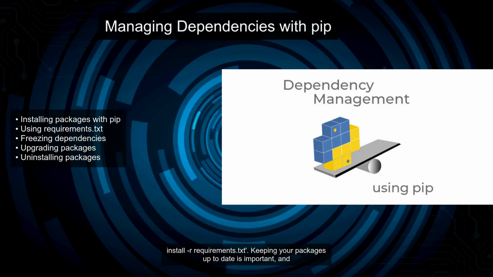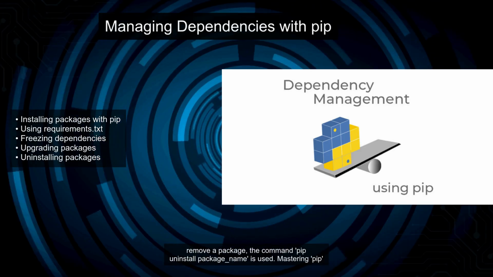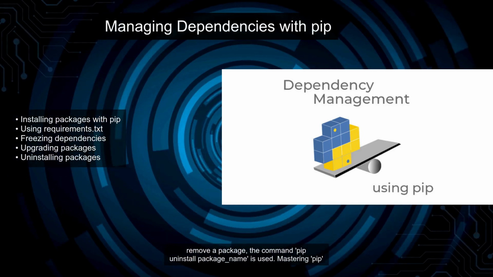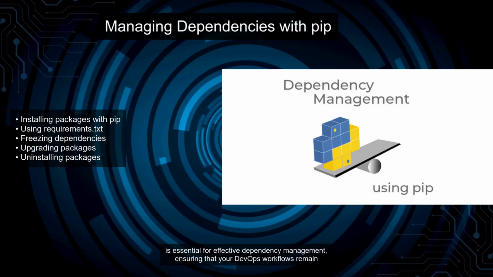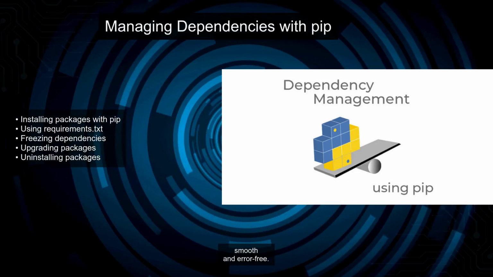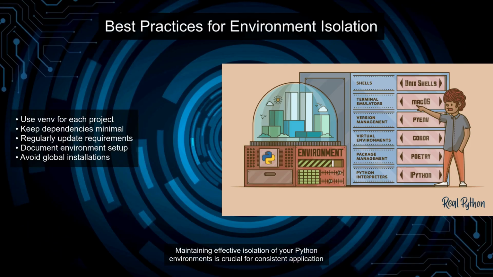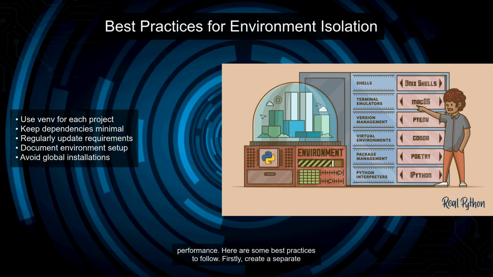Keeping your packages up to date is important, and you can upgrade a package using pip install --upgrade package_name. Similarly, to remove a package, the command pip uninstall package_name is used. Mastering pip is essential for effective dependency management, ensuring that your DevOps workflows remain smooth and error-free. Maintaining effective isolation of your Python environments is crucial for consistent application performance.